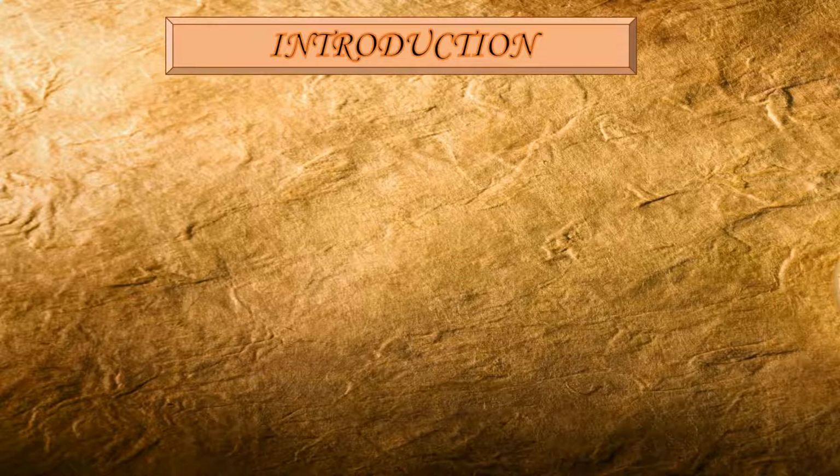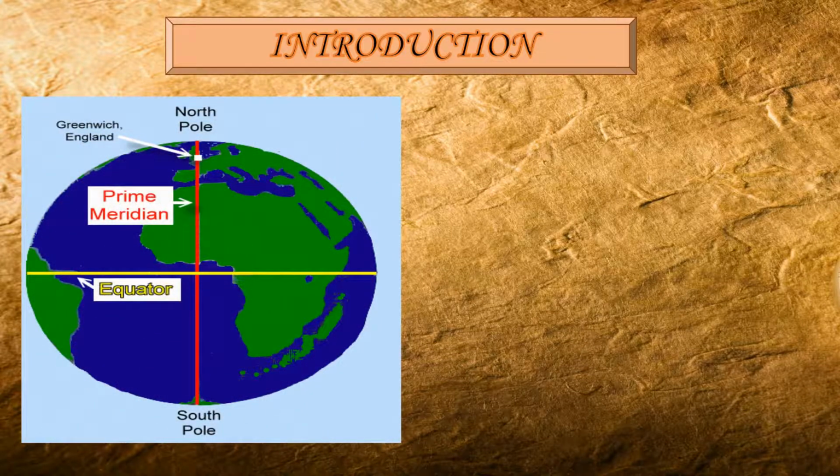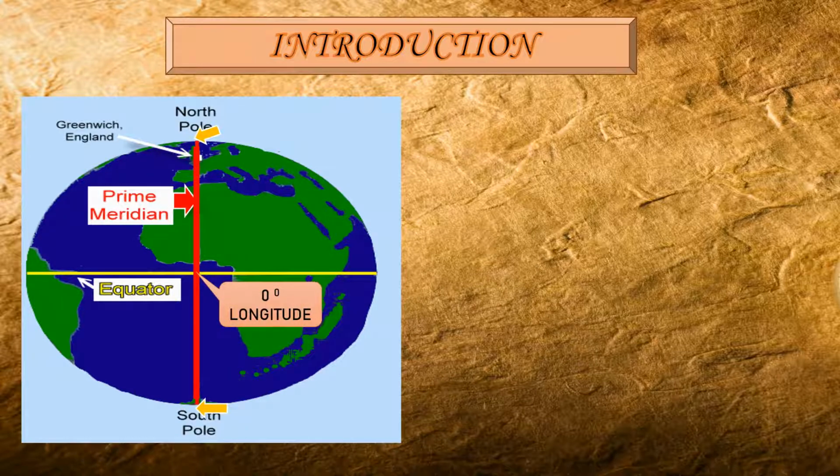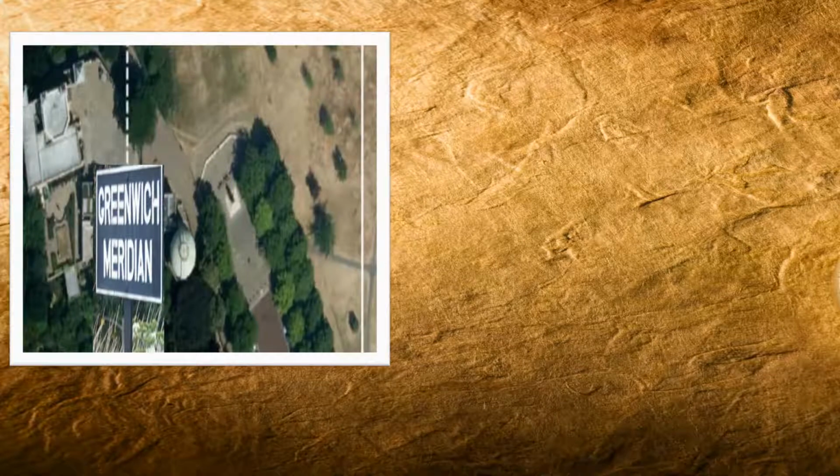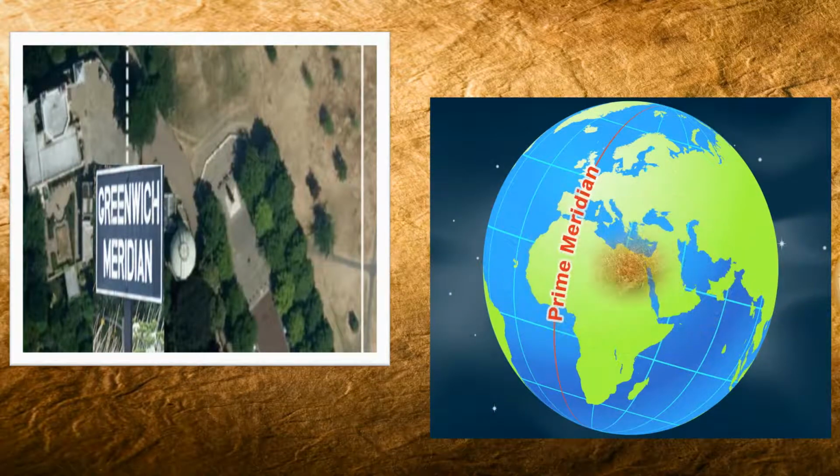Dear students, all of you know that we had already learned about the prime meridian. The prime meridian is a line drawn from the North Pole to the South Pole at 0° longitude. You also know that it is an imaginary line on the Earth's surface that passes from the North Pole to the South Pole through the Greenwich Observatory in England. Students, did you know that Greenwich is a village located in England, and the prime meridian passes through this village?